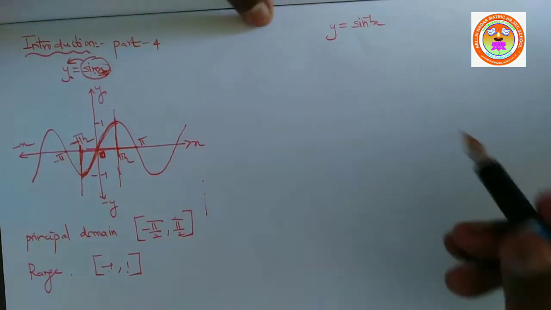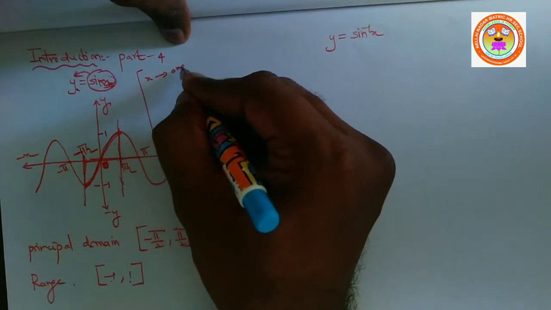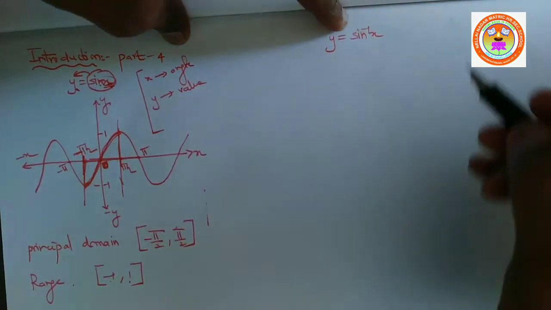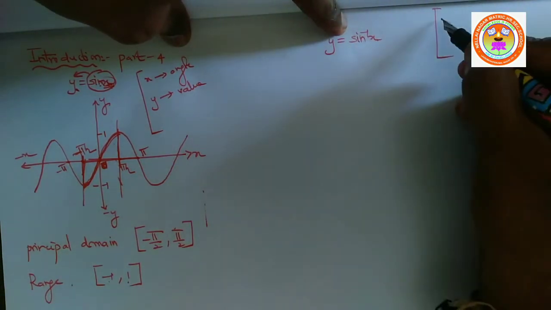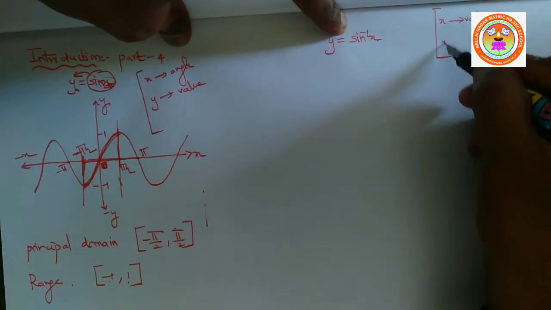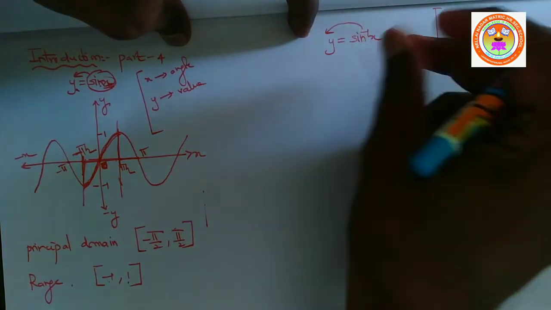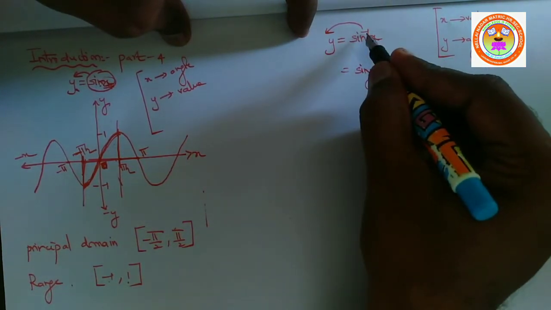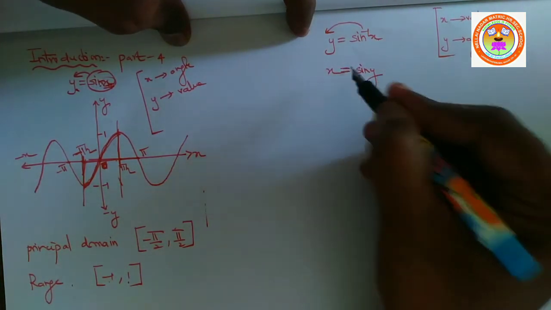The same thing happens here. If you want, you can write here: x is angle, y is value, in y is equal to sin x. In sin inverse, which is followed by a value, x is the value and y is the angle. Now if the sin inverse moves to this side, it becomes sin y, so y is equal to sin inverse x becomes x is equal to sin y.